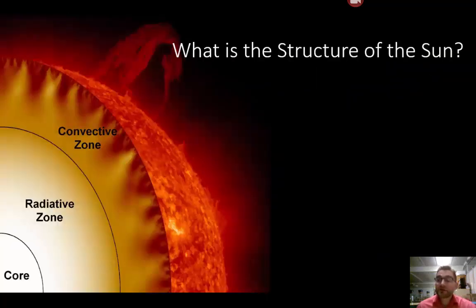So what is the structure of the sun? Unlike Earth, the sun has no solid surface. About 3/4 of the sun's mass is hydrogen, and about 1/4 is helium. There are tiny amounts of other elements as well. The sun has an interior and an atmosphere. The interior includes the core, the radiation zone, also known as the radiative zone, and the convection zone.